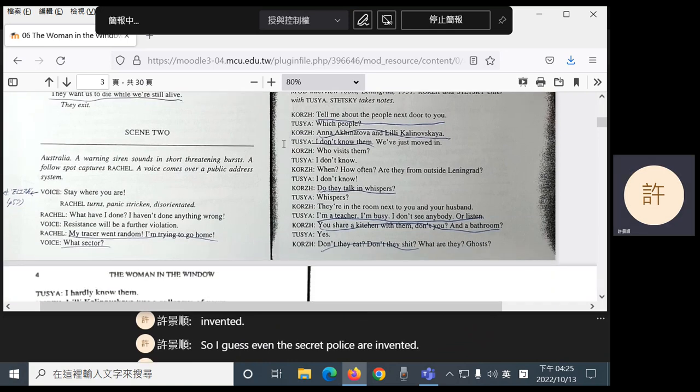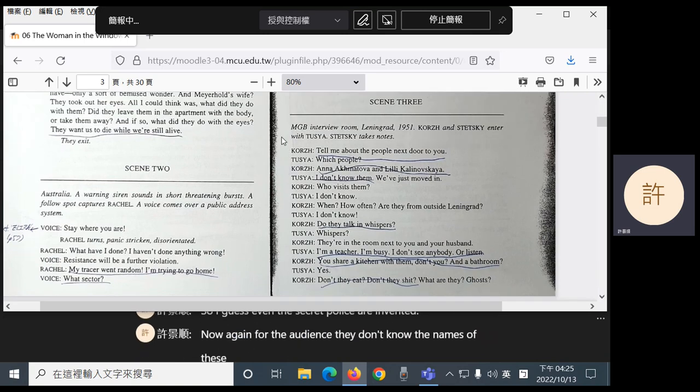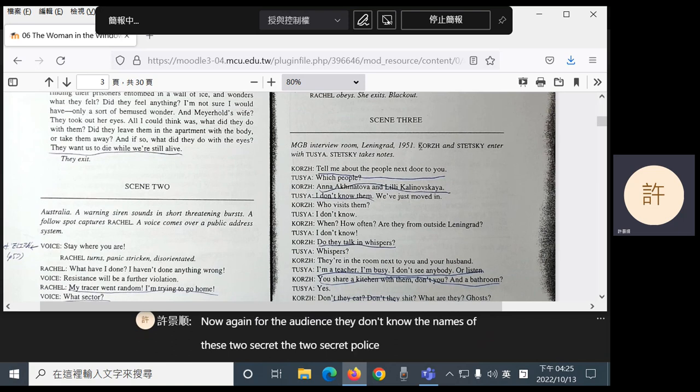Now, again, for the audience, they don't know the names of the two secret policemen, Kors and Stetsky. They only see two men asking a woman questions.